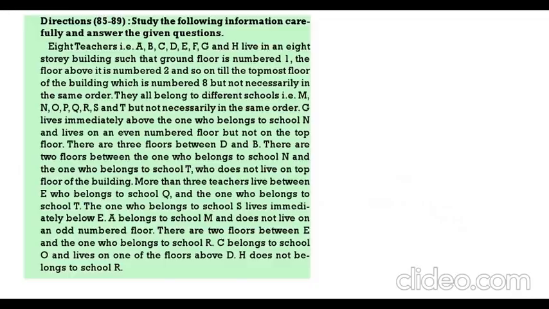G lives immediately above the one who belongs to N and lives on an even number floor but not on the top floor. There are 3 floors between D and B. There are 2 floors between the one who belongs to N and the one who belongs to T, who does not live on the top floor. More than 3 teachers live between E, the one who belongs to Q, and the one who belongs to T. The one who belongs to S lives immediately below E.